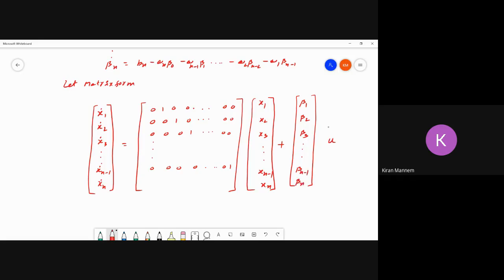I'm writing here directly. So it would be minus an, minus an minus 1, minus an minus 2, minus an minus 3 and so on, minus a2, minus a1, right? So this is how we can put it in matrix form.